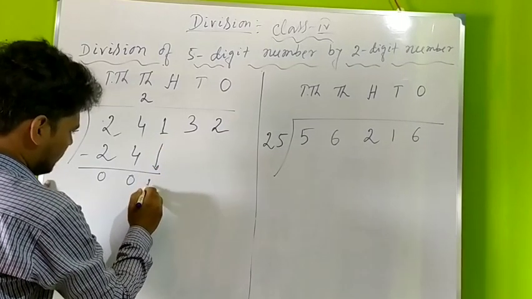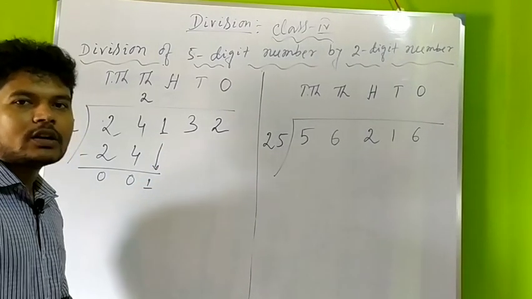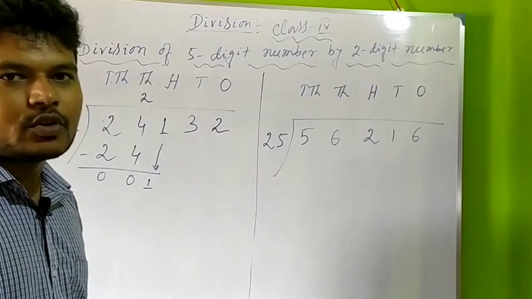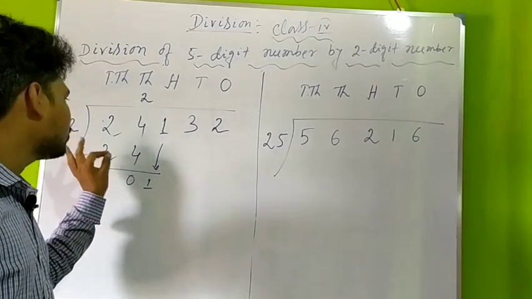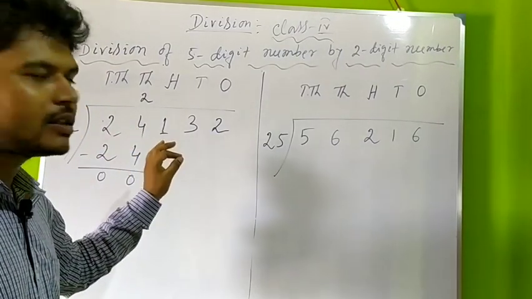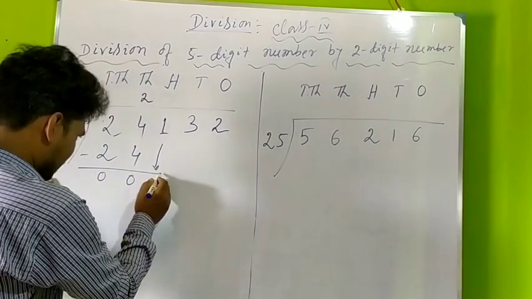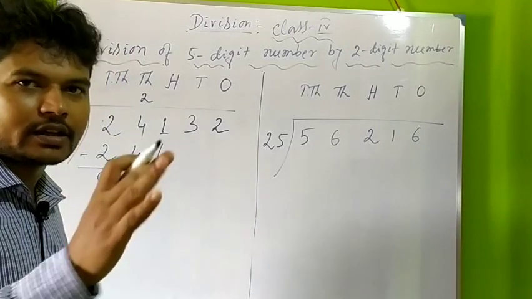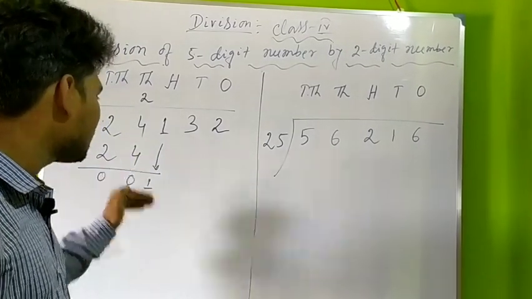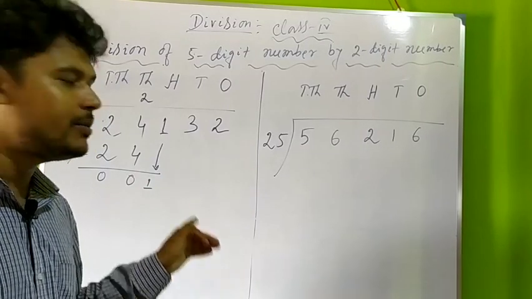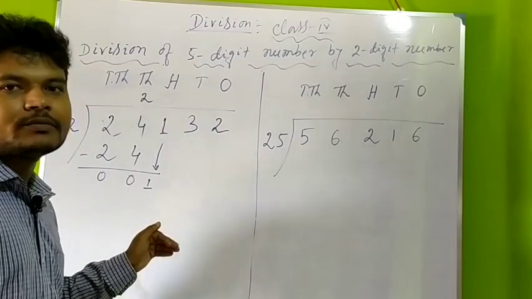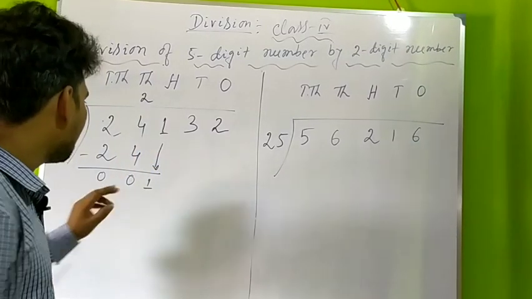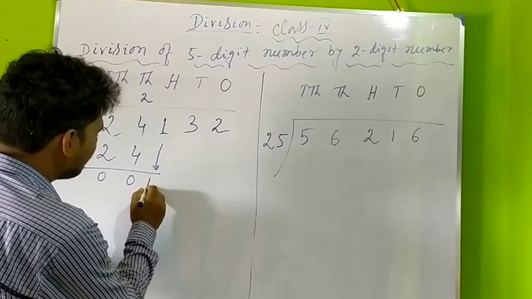Now once 1 comes down, we cannot put down more than 1 digit at a time. When we start, we can take 2 digits or 3 digits or 4 digits, as many digits as are necessary to divide in the first step. But in the second step or third step or fourth step of a division, we cannot put down more than 1 digit at a time. Now we only write down 1.